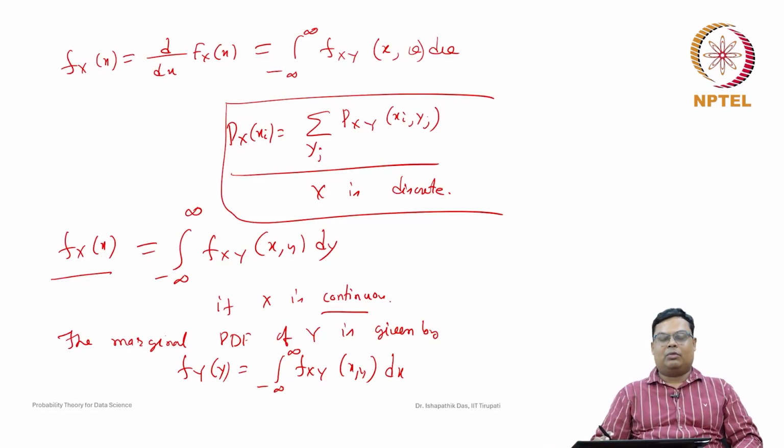I hope you have understood how, whenever the joint probability density function is given, we can find the marginal probability density function of x. Similarly, how we can find the marginal probability density function of y. Now we will do some examples also, so then it will be more clear.